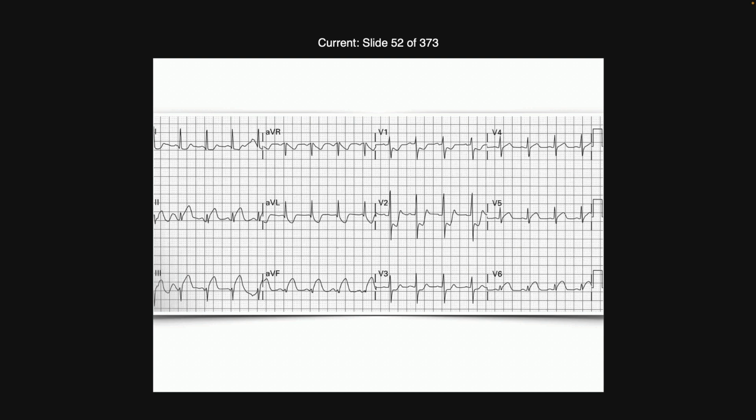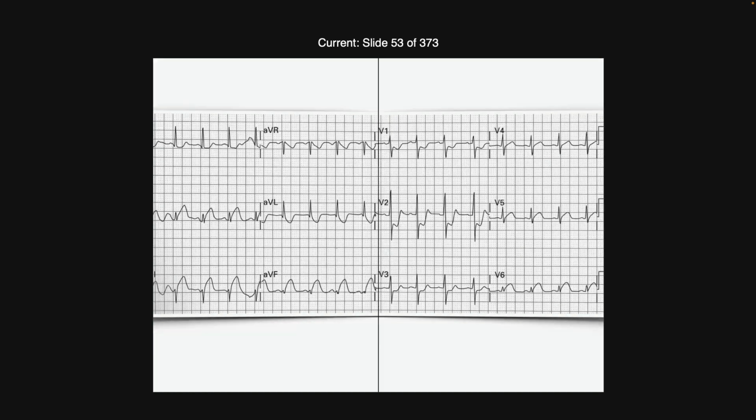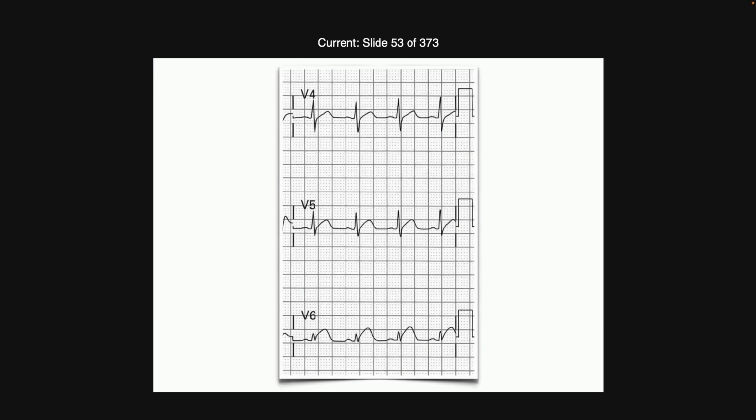So no problem with inferior STEMI, also possible posterior, but let's look a little more closely at V4, V5, V6. Hard to say. I don't think the J point's there, so no ST elevation. I think the J point's there. Hard to say here, although we do have the hyperacute T. What we do have is almost more than straight. It's almost starting to go concave. So this is another area to look at.